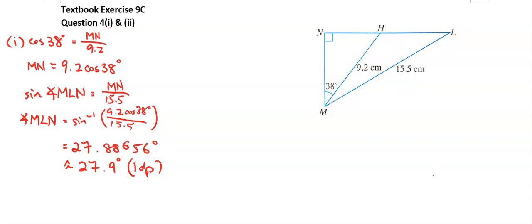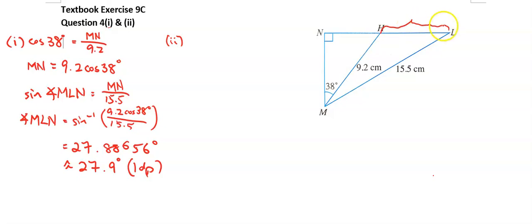Next, in part 2, we are supposed to find the length of HL. Sorry, we are supposed to find this length HL. But we do not have enough information to evaluate it directly. What we know is that NL can be found because it is part of this big right angle triangle. So if we find NL and then subtract NH, because we also have enough information in this smaller triangle to find NH, we find the longer side, subtract the shorter side NH, and we will be able to get HL.